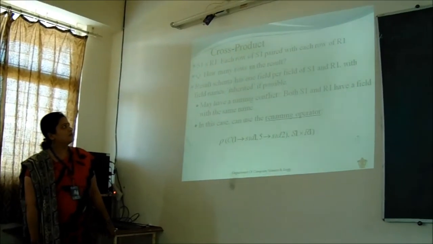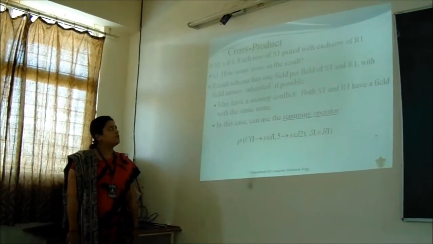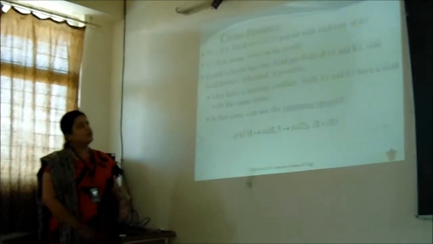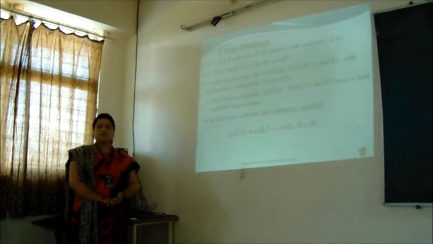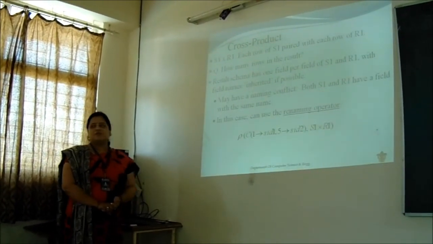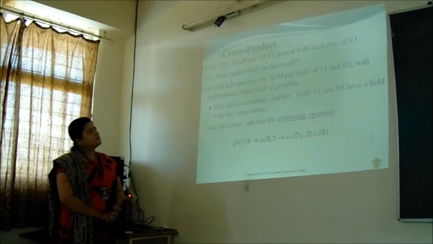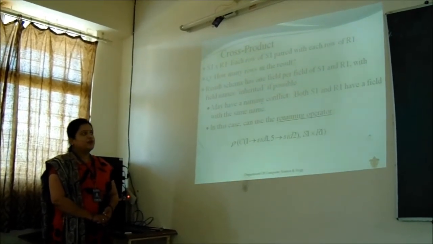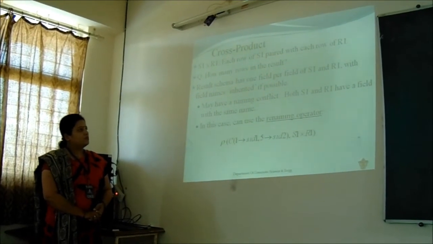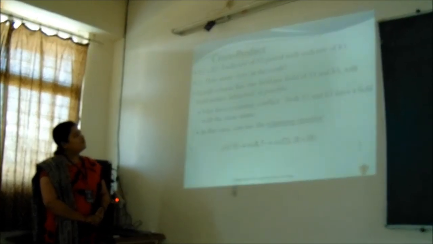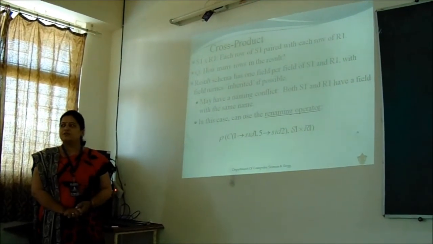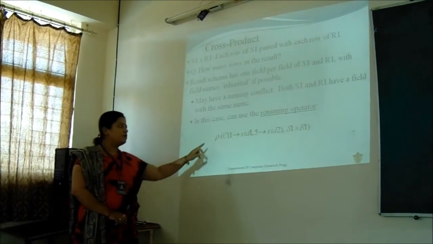Next is the cross product. Cross product is denoted by the cross operator, and it is represented as S1 cross R1. Each row of the S1 database is paired with each row of the R1 database. Now the question is, how many rows are in the result? The result schema has one field per field of S1 and R1, with field names inherited if possible. As a result of cross product, we have to use another operator, known as the renaming operator, which is denoted by the symbol rho.